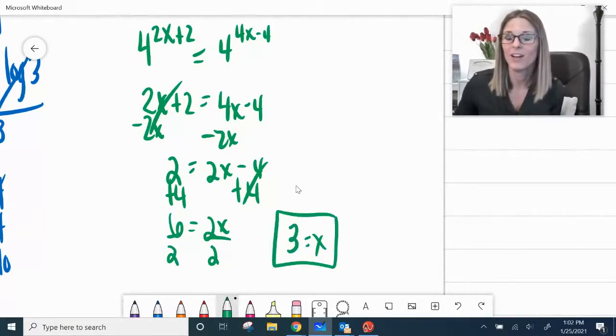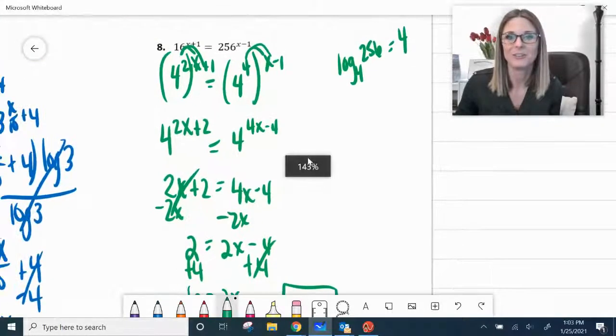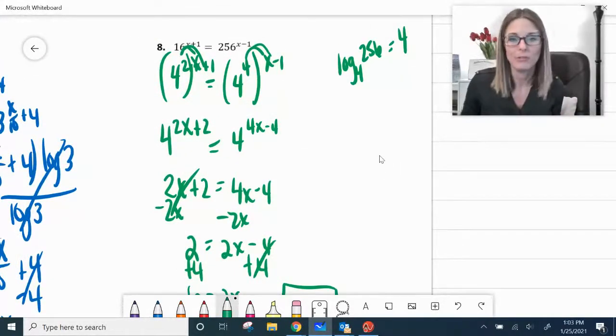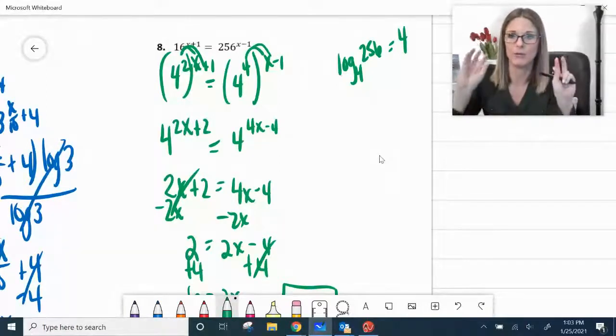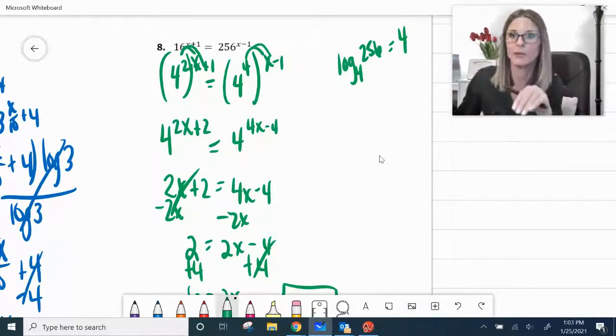Now, what just happened? Well, if you were like, wait, what? Remember, our backup method is just throw it all into InSolve and use the calculator to solve the equation for us. But what we did is we changed the bases so that they were the same. Once your bases are the same, then you can set your exponents equal to each other and solve. So big deal, these bases have got to be the same.